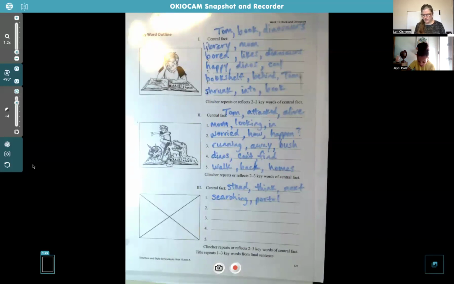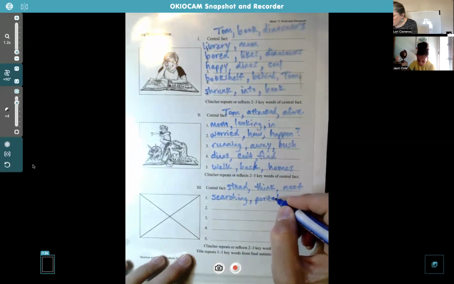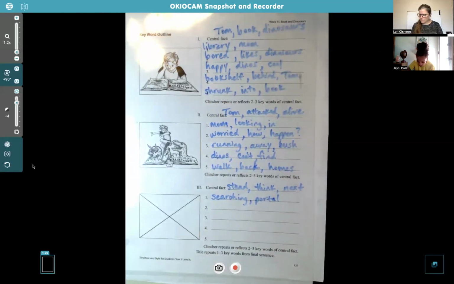Check here. Yes, you're right. Portal. He starts searching for a portal. So we probably need to have a little bit of adventure in here. Maybe is his mom calling out to him?